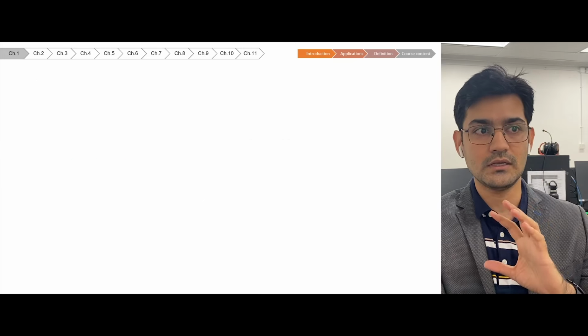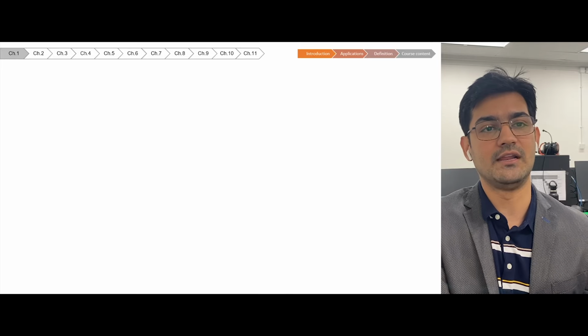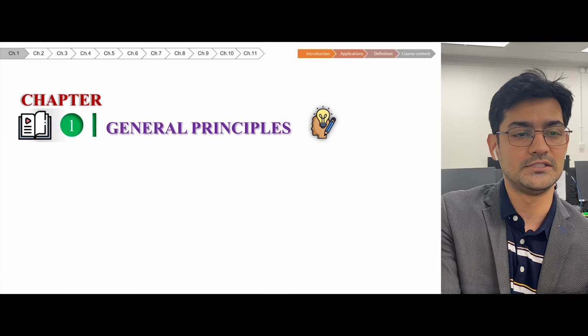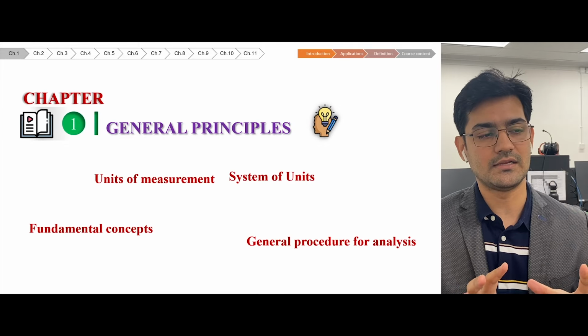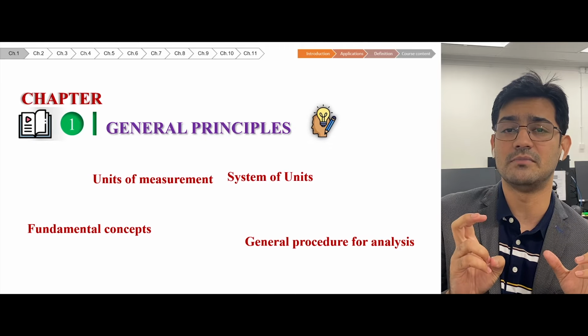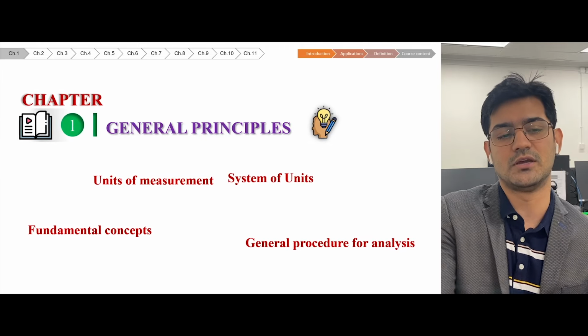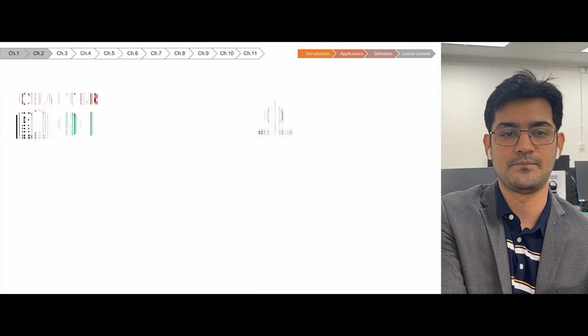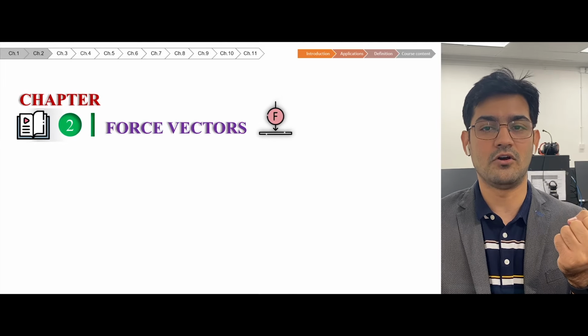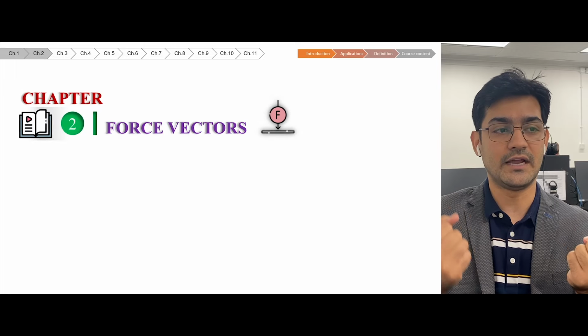So this course is divided into 11 chapters, and chapter 1 will be on general principles. In this chapter, we will discuss fundamental concepts, units of measurement, what the systems of units are, and also some general procedures for analysis. Chapter 2 will be on the first component of mechanics, that is forces.